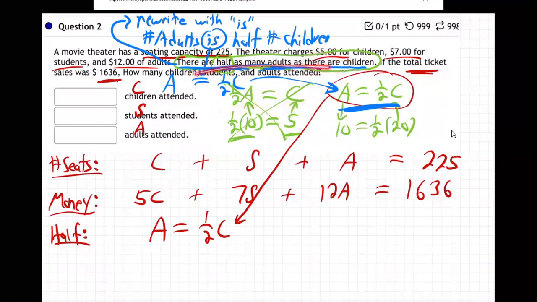If there's half as many adults, that means the number of adults is half the number of children. That's what it means. It means A is half C. All right, so be careful with that. Try out numbers. Try rewriting with an is. Make sure you've got that right. Don't go forward till you get that right.